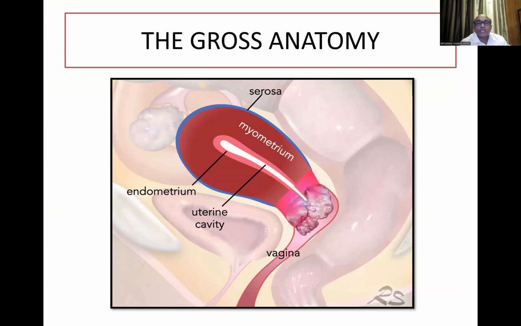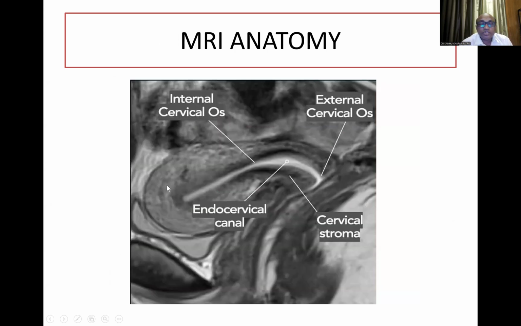If you see the gross anatomy, this is the myometrium, this is the serosa, this is the endometrium, this is the uterine cavity. The junction between the cervix and uterus is the internal os, and between the cervix and vagina is the external os. And if you see the same thing extrapolated in the MRI, this is the cervix, this is the endometrium, this is the endocervical canal, this is the cervical stroma, this is the vaginal wall.